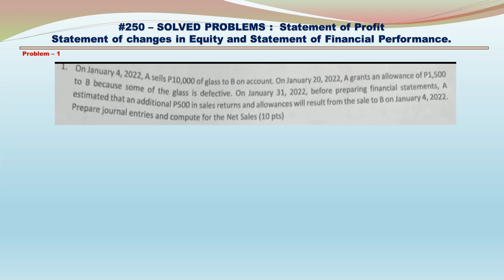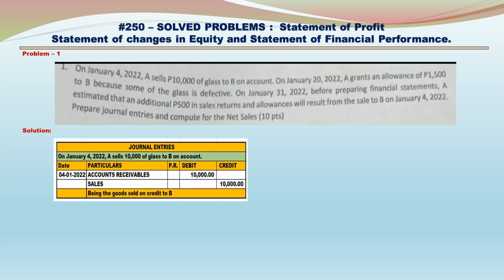On January 20, 2022, A grants an allowance of 1,500 to B because some of the glass is defective. On January 31, 2022, before preparing financial statements, A estimated that an additional 500 in sales returns and allowances will result from the sale to B on January 4, 2022. Prepare journal entries and compute the net sales.